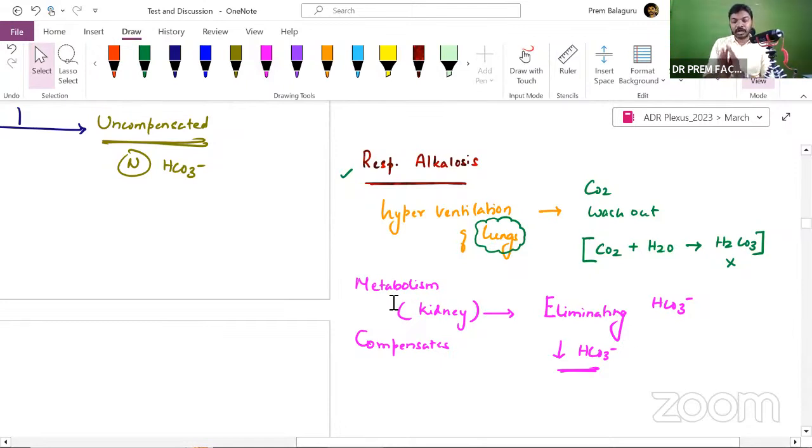If the kidney is not coming into the picture, the bicarbonate levels are going to be normal, or bicarbonate levels are going to be elevated, causing alkalosis, right? So that way we are going to find this picture, people.